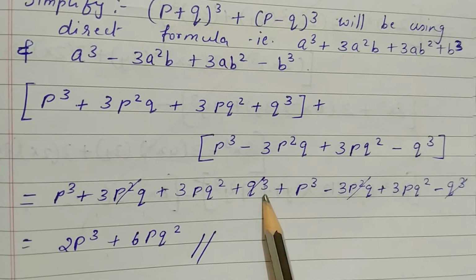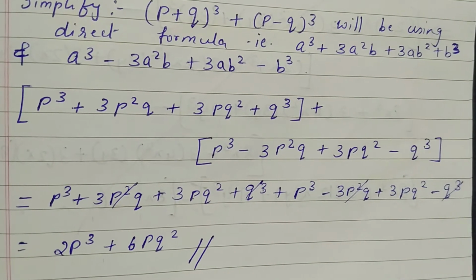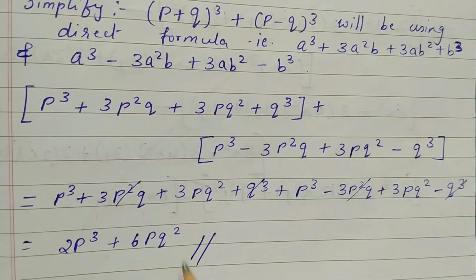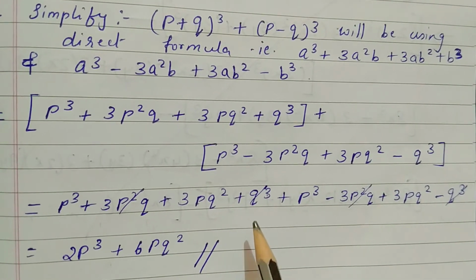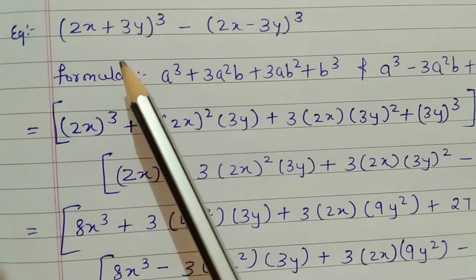Here plus q cube minus q cube, so plus into minus is minus, so we have cancelled this. So the answer we got is 2p cube plus 6p square. I hope you understood this, and now we will see with an example. Okay, so now we are going to see with an example.